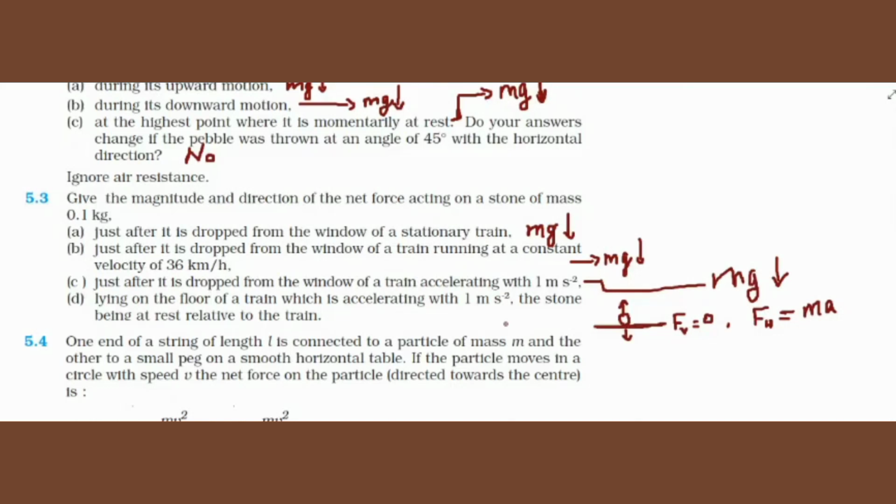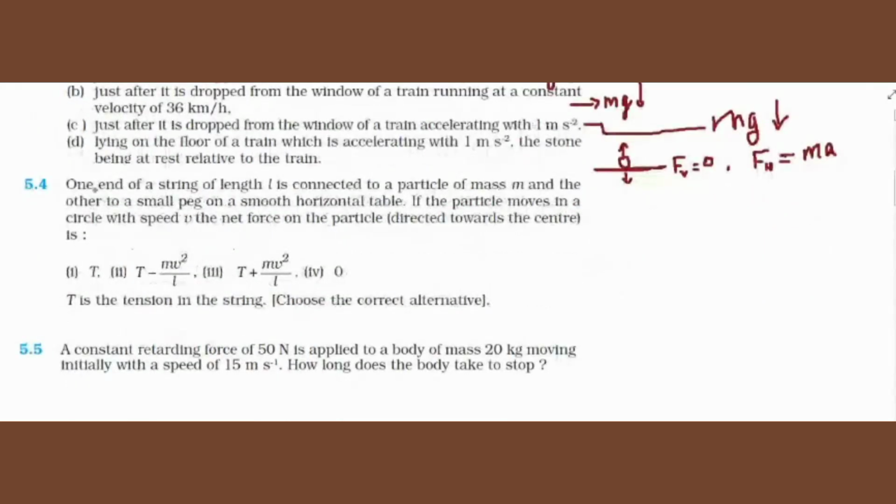Now, next, come to question 4. One end of a string of length L is connected to a particle of mass M, and a small peg is connected, and it is moving on a smooth horizontal table. The horizontal table means at every point the gravitational force is acting downward, so no influence of gravitational force. When it is moving over the horizontal table, we can take it like this: the table, and it's moving in a circular path.